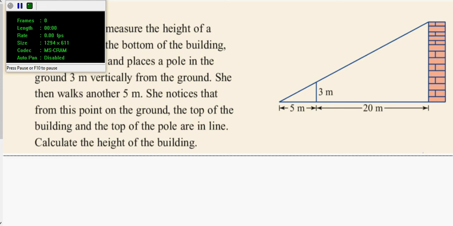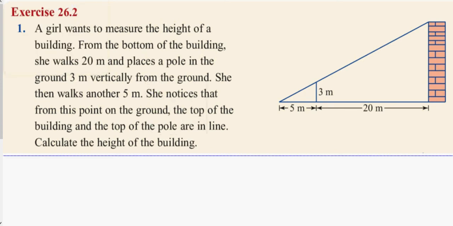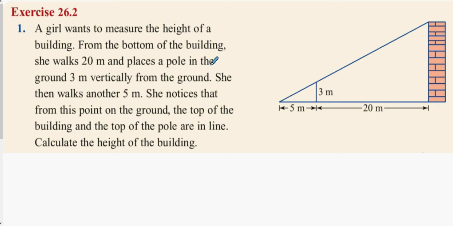Okie dokes. A girl wants to measure the height of a building from the bottom of the building to the top. She walks 20 meters from the bottom of the building and places a pole in the ground, 3 meters vertically from the ground. So a 3 meter pole.